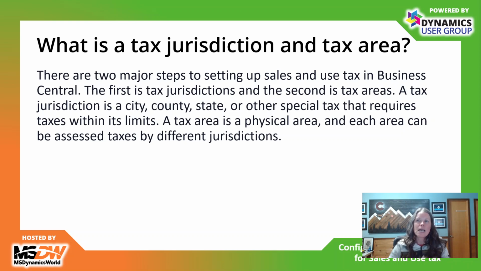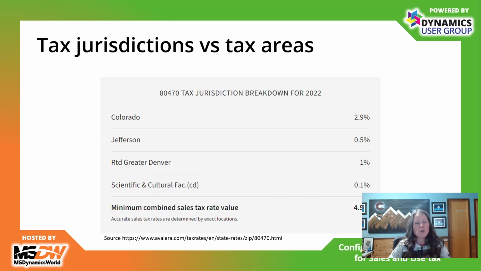And then a tax area is going to be a physical area. So going back to Minneapolis or Atlanta, you're going to have an area that may have three or four different jurisdictions. It could be the city, state, county, different things like that. But that's an area, right? If we can understand those two concepts, then we can move forward with what that looks like in Business Central.